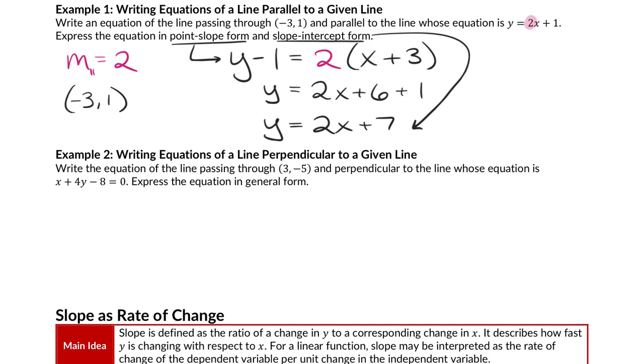Okay, let's try another one. This one says, write the equation of the line passing through 3, -5 and perpendicular to the line whose equation is x plus 4y minus 8 equal to 0. We're going to express this answer in general form.